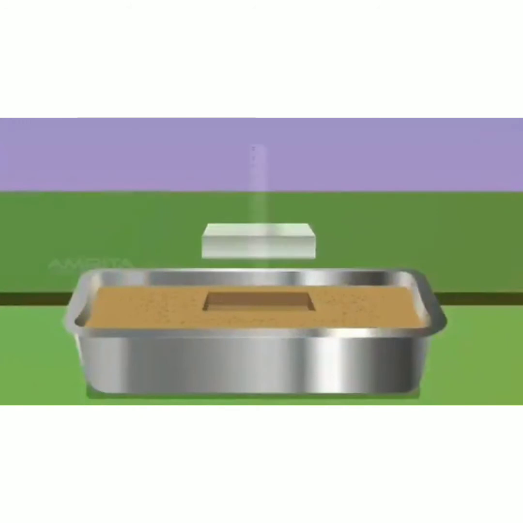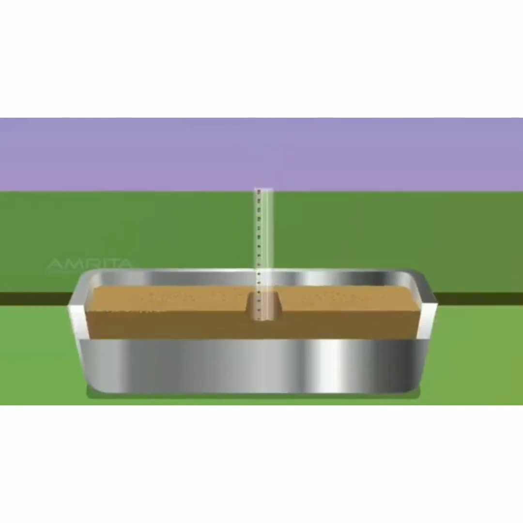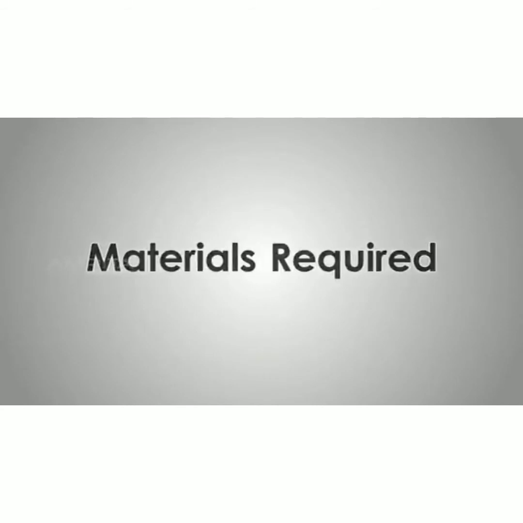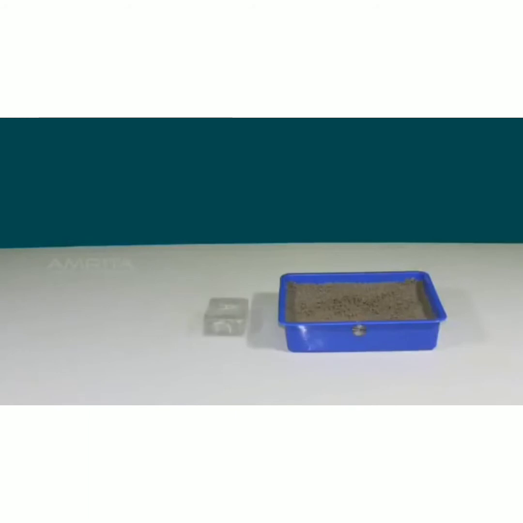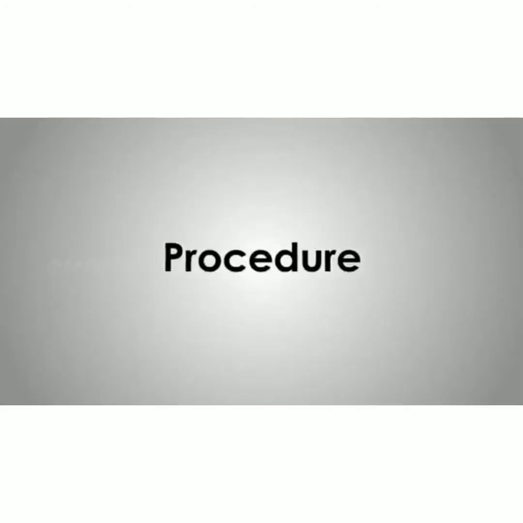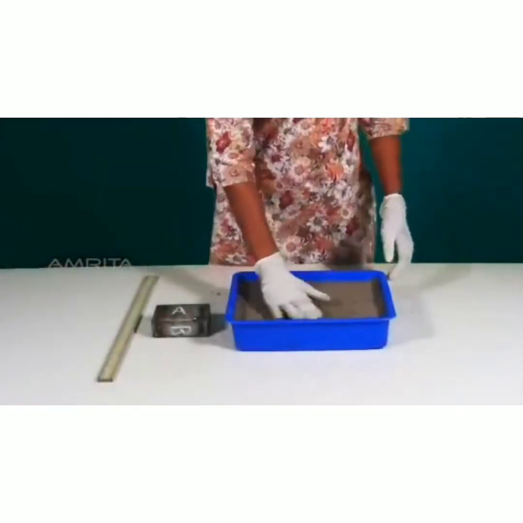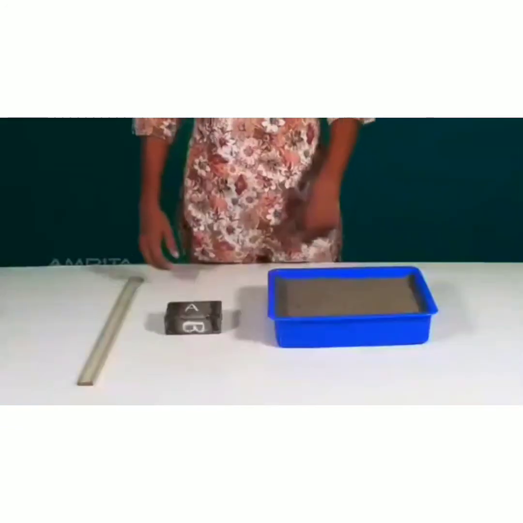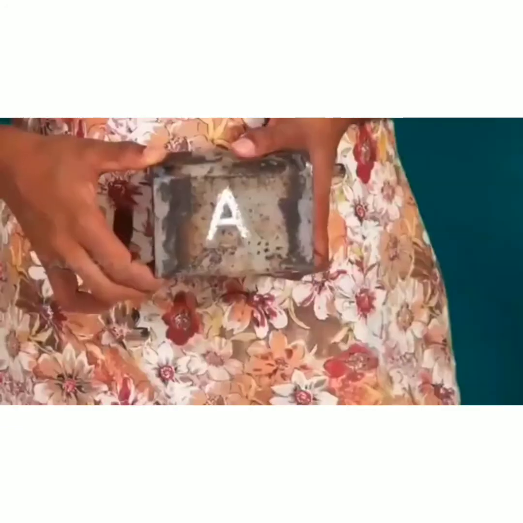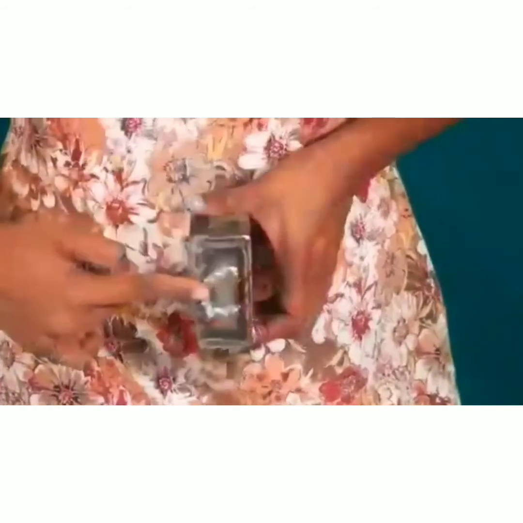Here our aim is to observe and compare the pressure exerted by a cuboid on sand while resting on its three different faces. Materials required: a tray with dry sand, a solid iron cuboid and a scale. Procedure: level the sand in the tray, mark the three faces of the given cuboid as A, B and C.